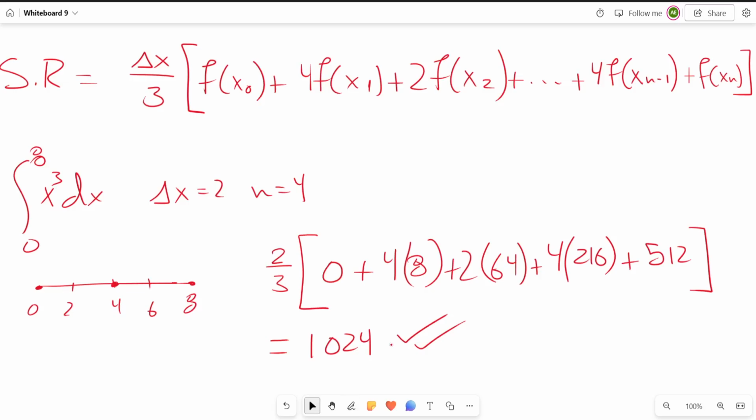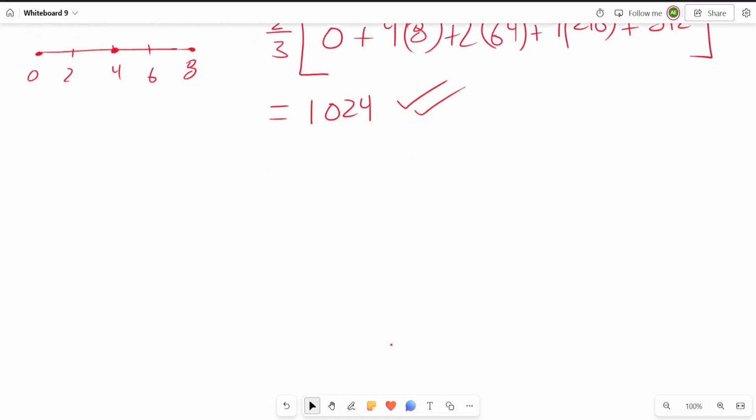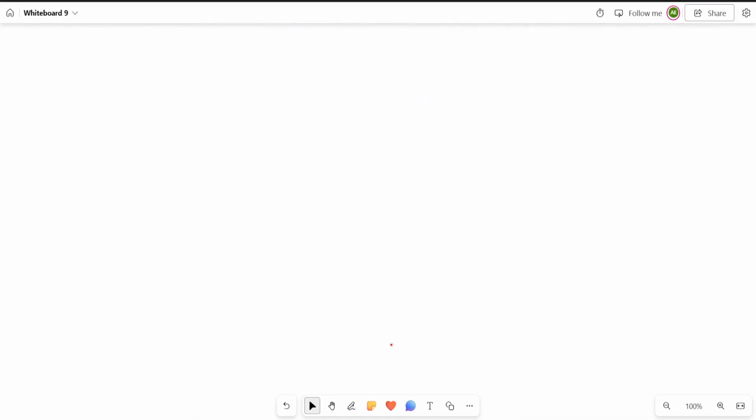This says that the Simpson's rule is the best one in this specific case. This is not always the case. However, usually Simpson's rule is the most accurate one. Okay, so let's take some examples. Try and solve them together.